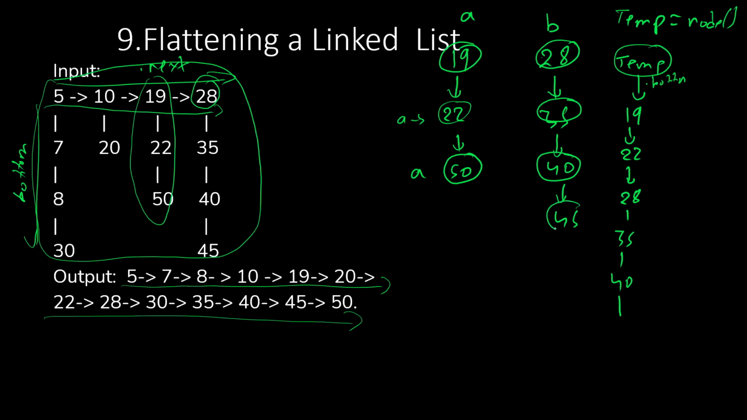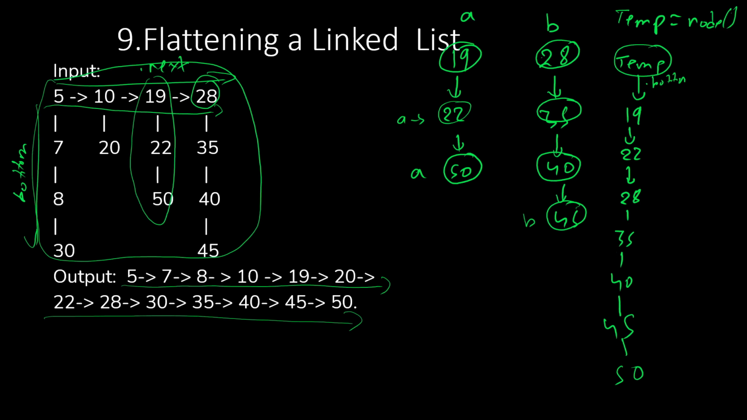And again 45, the next element, we will move here. We check whether 45 is smaller than 50. Yes, 45 will be coming. Since the next element is nothing, whatever elements are remaining in the other list, we're going to store them. Now we got this list: 19, 22, 28, 35, 40, 45.